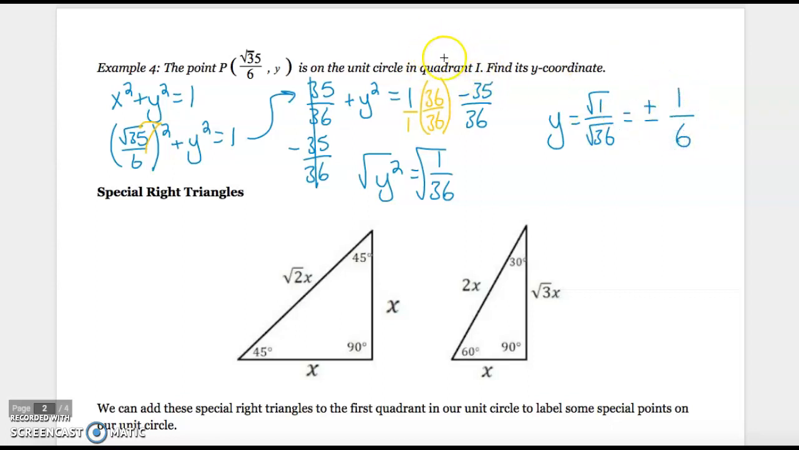In quadrant 1, sometimes it's helpful to just go over here and identify which one is quadrant 1. In quadrant 1, my x values and my y values are positive. So I know my answer for this problem should be the positive y value since my point is in quadrant 1.